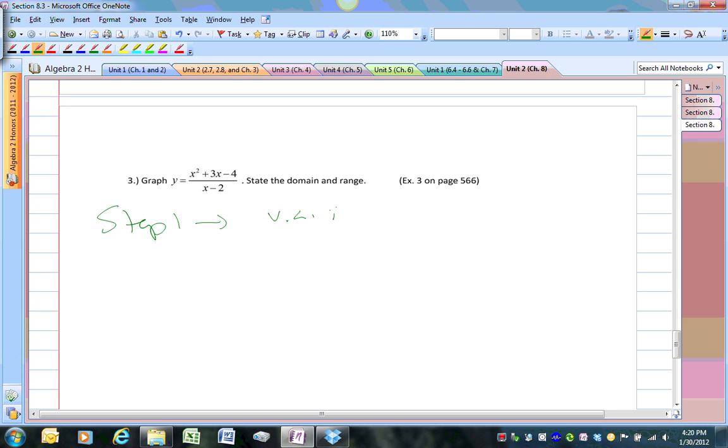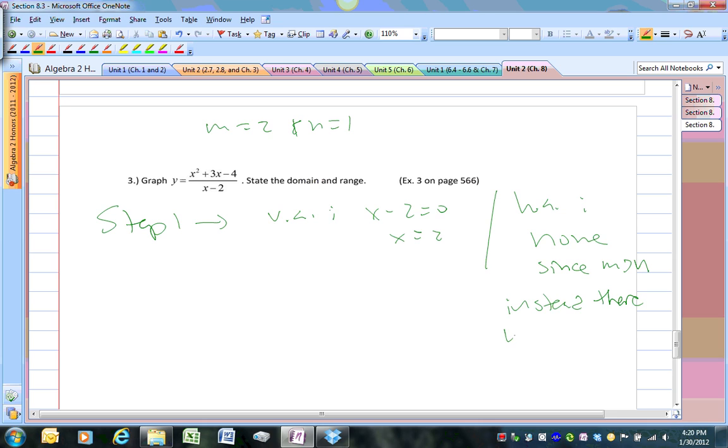Find the VA. So x minus 2 equals 0. X equals 2. HA, there is none, since m is greater than n, because m equals 2 and n equals 1. Instead, there will be a slant asymptote. I'm actually going to show you how to find that in class tomorrow, just because that kind of takes a while. But it will involve, you guys will love this, long division.